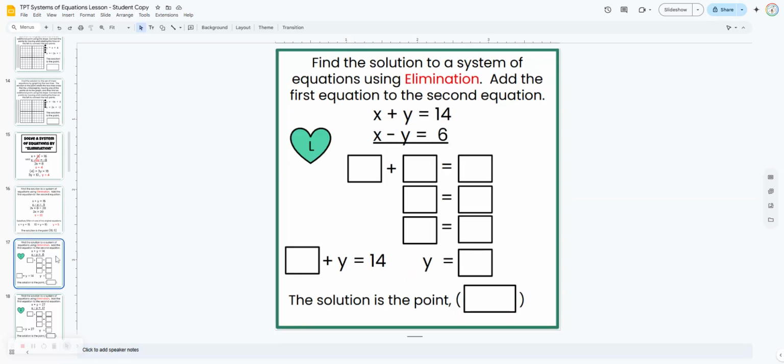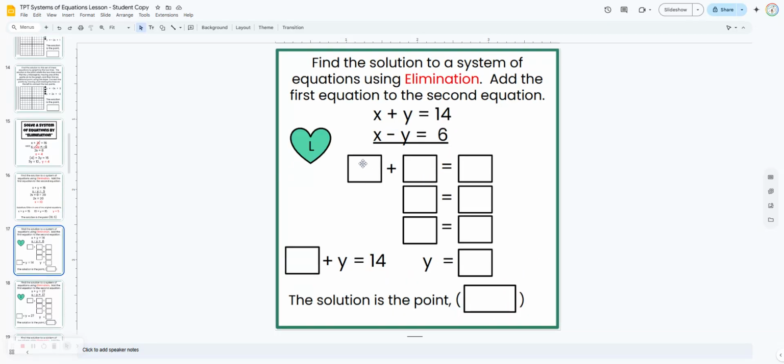Now students are going to be doing this on the next couple of slides. They're just going to be adding vertically. So here they get 2x plus 0 equals 20. They don't need to write the 0, so it's just 2x equals 20, x equals 10. This is similar to the one we just went over. So here if we put 10 in place of x, we get 10 plus y equals 14. Y is going to equal 4. So I get the solution of 10, 4.